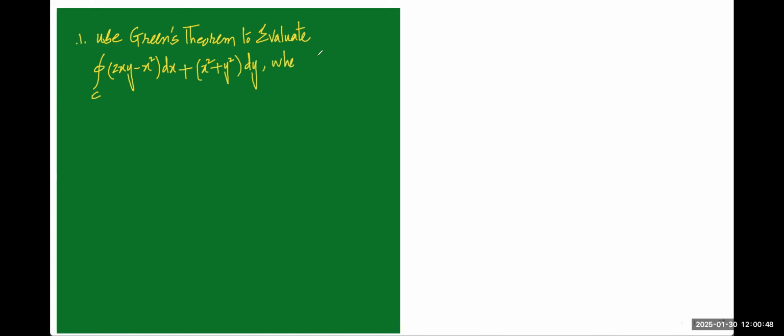where C is the closed curve. We should write simply, C is the curve of the region bounded by y is equal to x square, y square is equal to x.